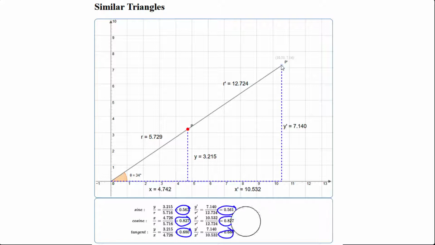So what that means is the only value that makes a difference when calculating sine, cosine, and tangent is the angle measure. It doesn't matter the size of the triangle. These ratios will always be the same.